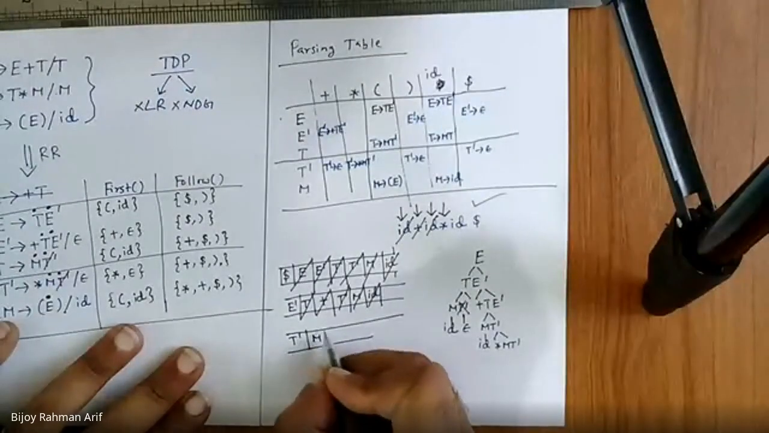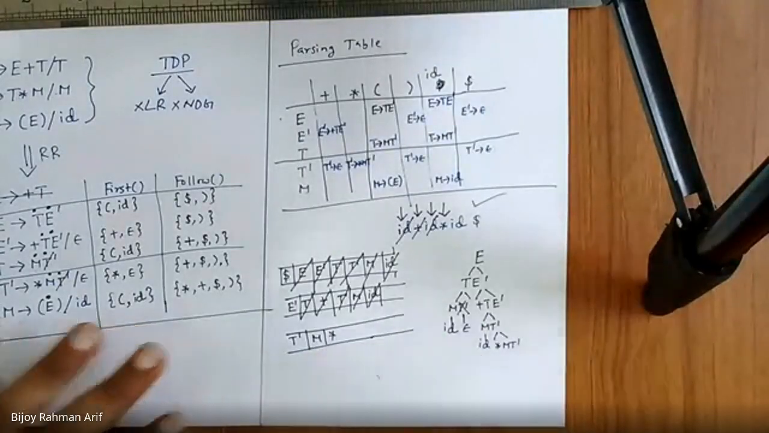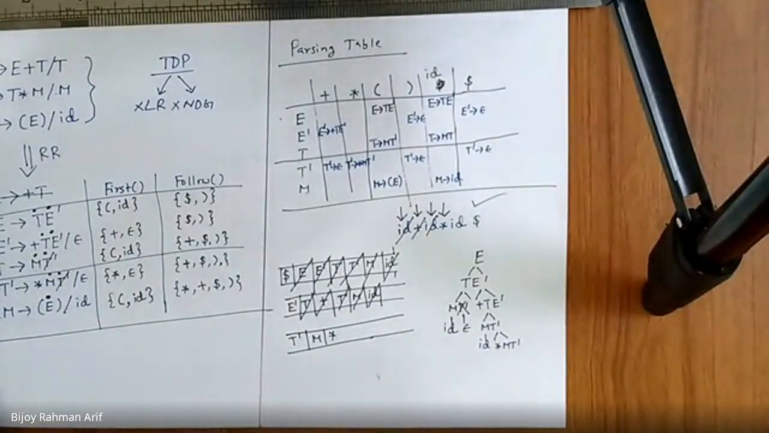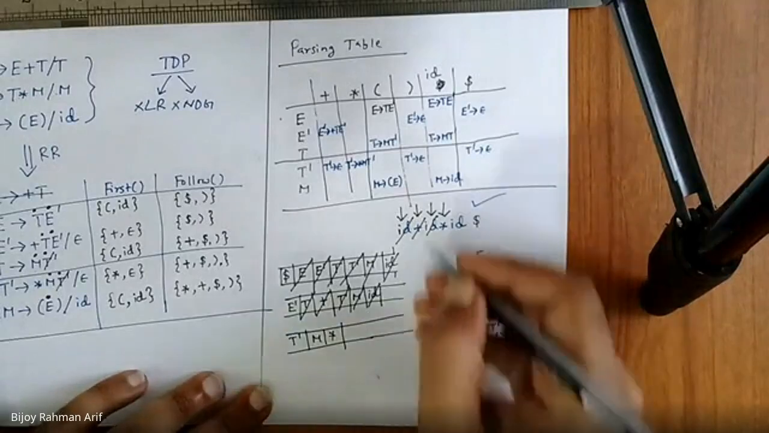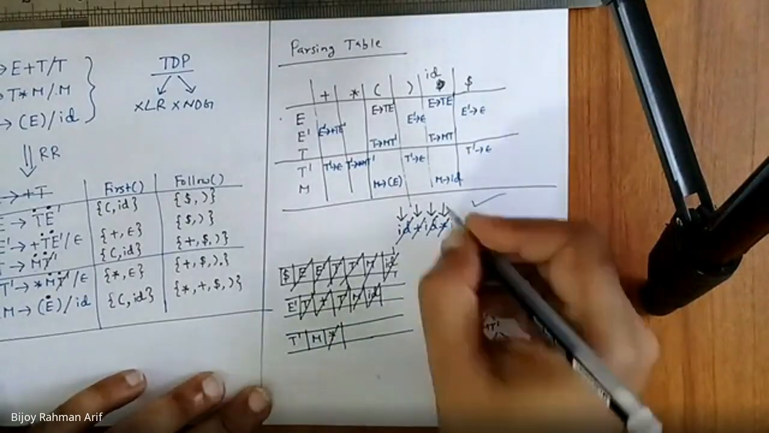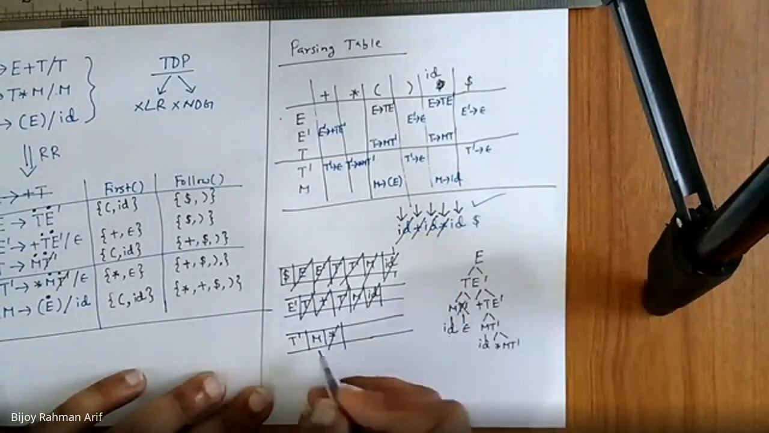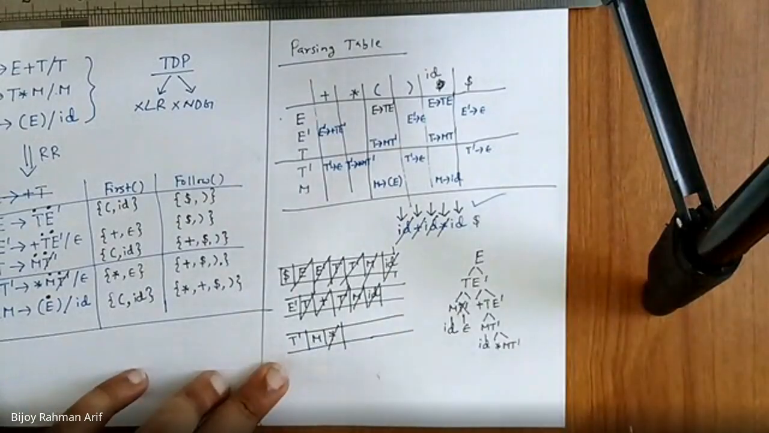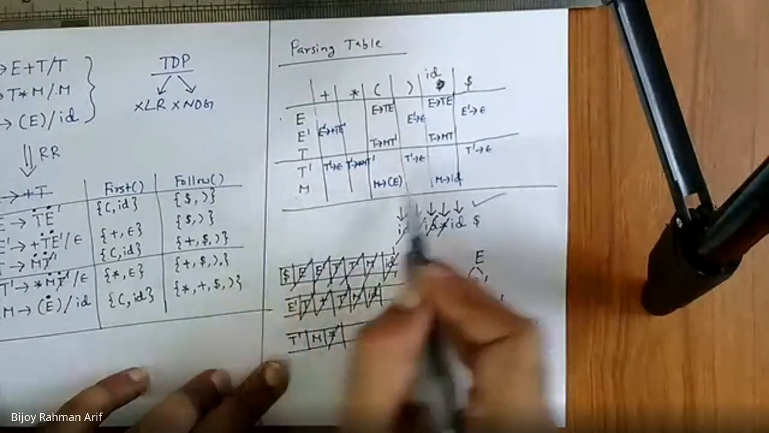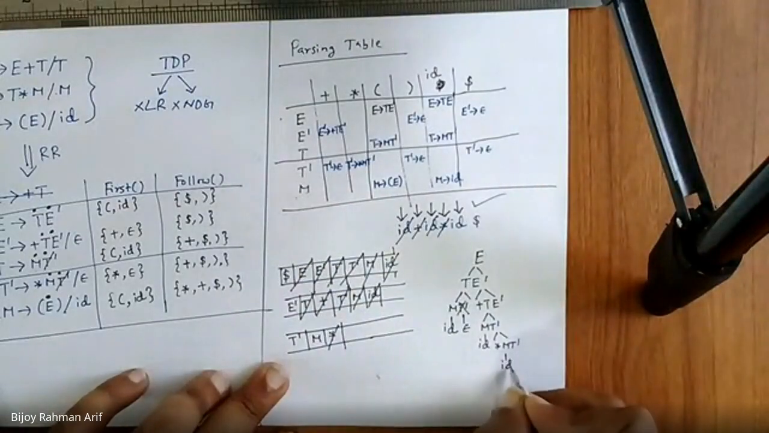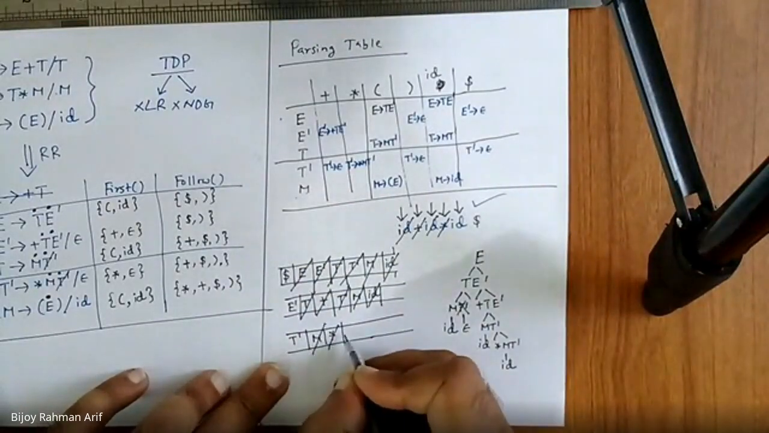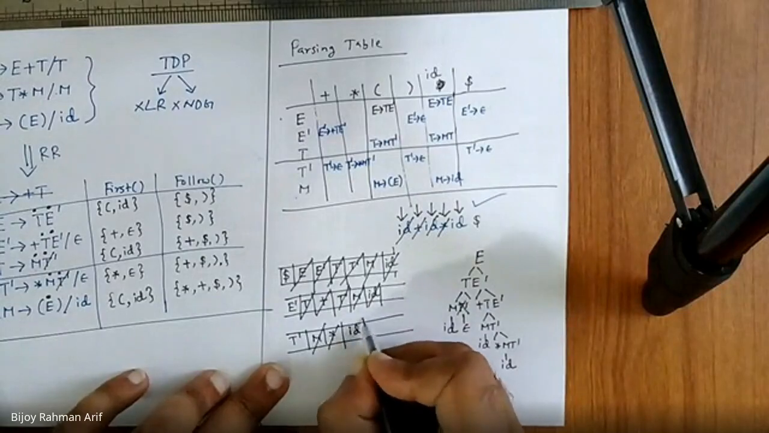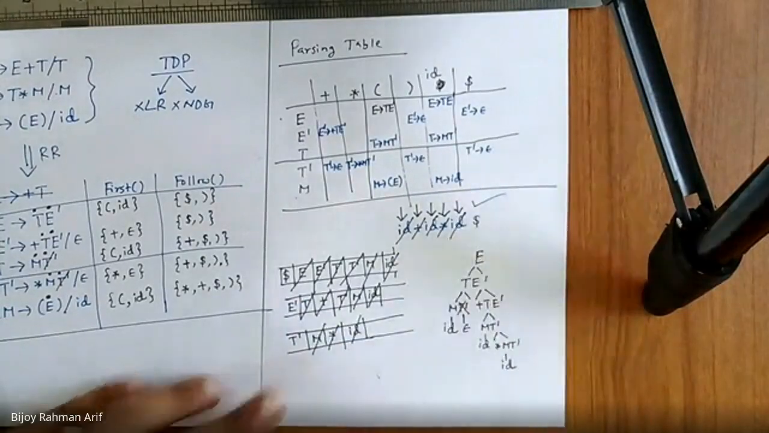T dash, M star. Now star star matches, so I remove star star. Now look at the move to ID. Now M is sync ID. So M would become ID. Okay, so remove this one. M, ID, ID match, cross.